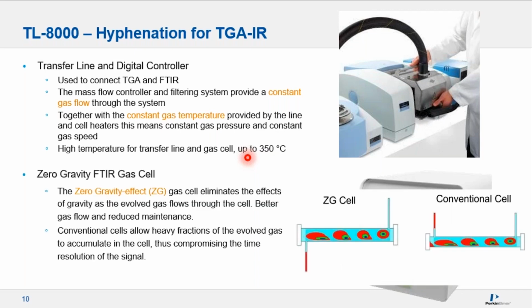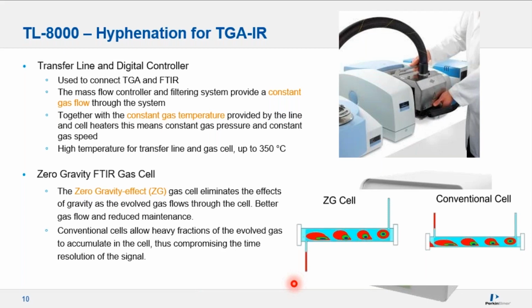If we take a look at the FTIR gas cell, this is called the zero gravity design. This essentially means that the inlet and the outlet for the gas cell are offset. This helps high molecular weight compounds or high molecular weight vapors flow through the cell without condensing either inside the cell or on this window here. If we do get condensation here, this will effectively carry over throughout the entire data collection. So it's important to prevent any kind of condensation on that window. Again, the gas cell can be heated up to 350 degrees as well.